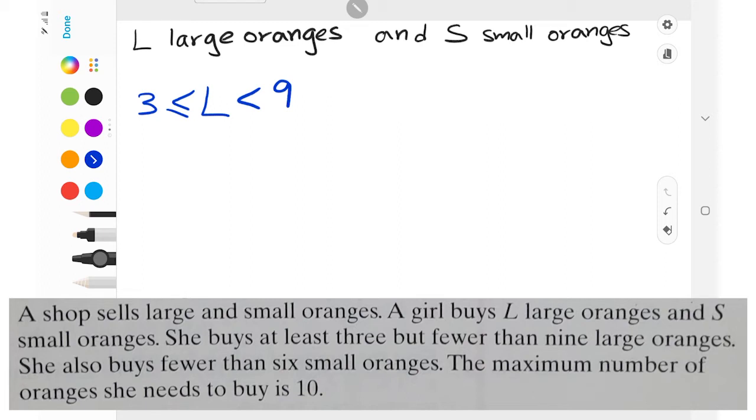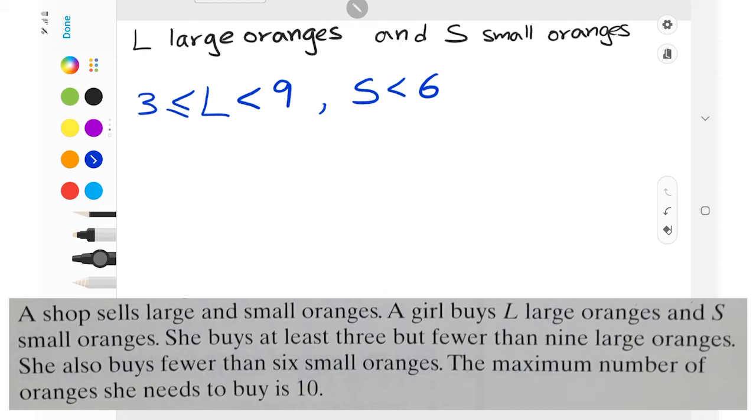Then next, she also buys fewer than 6 small oranges. Fewer than 6. It's S less than 6. She didn't mention at least 6. If she said at least, it would be greater than, right? But here she doesn't want to buy 6. She said fewer than 6. So 6 is not included. That's why I didn't put an equal sign.